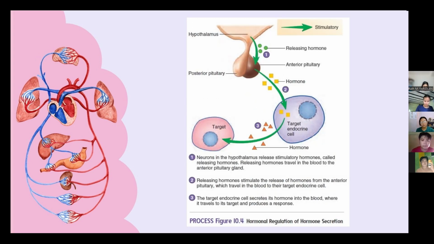This type of regulation is hormonal stimuli. It occurs when a hormone is secreted that in turn stimulates the secretion of other hormones. In Figure 10.4, for example, hormones from the hypothalamus and anterior pituitary regulate the secretion of thyroid hormones in the thyroid gland.